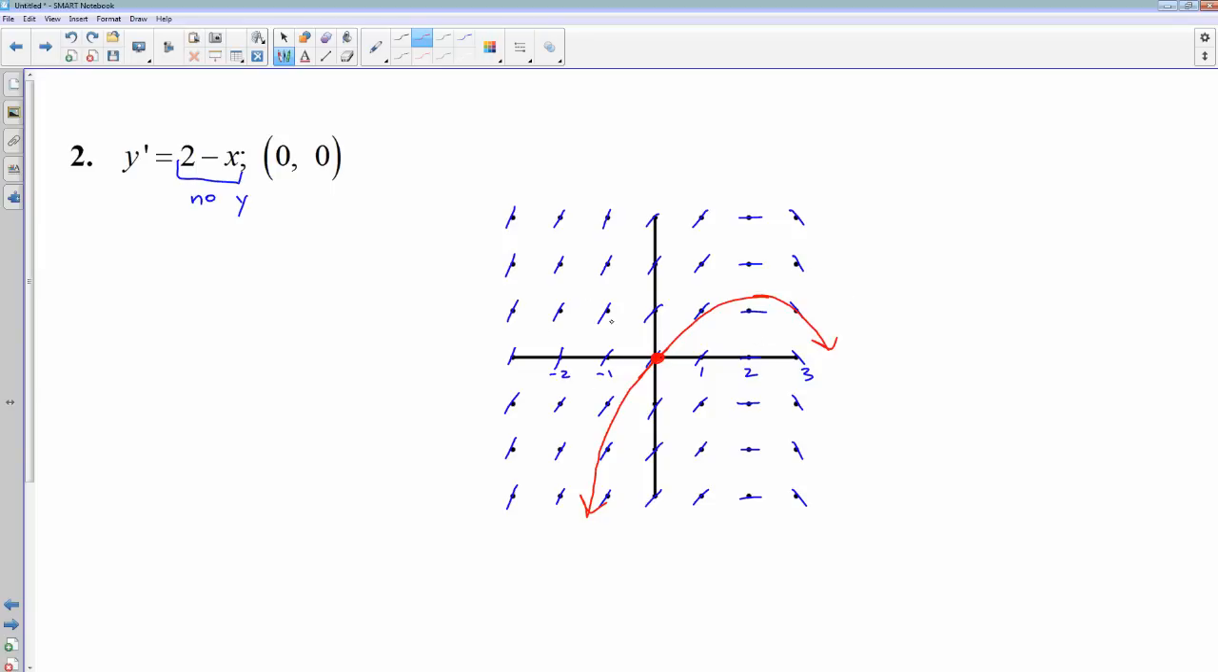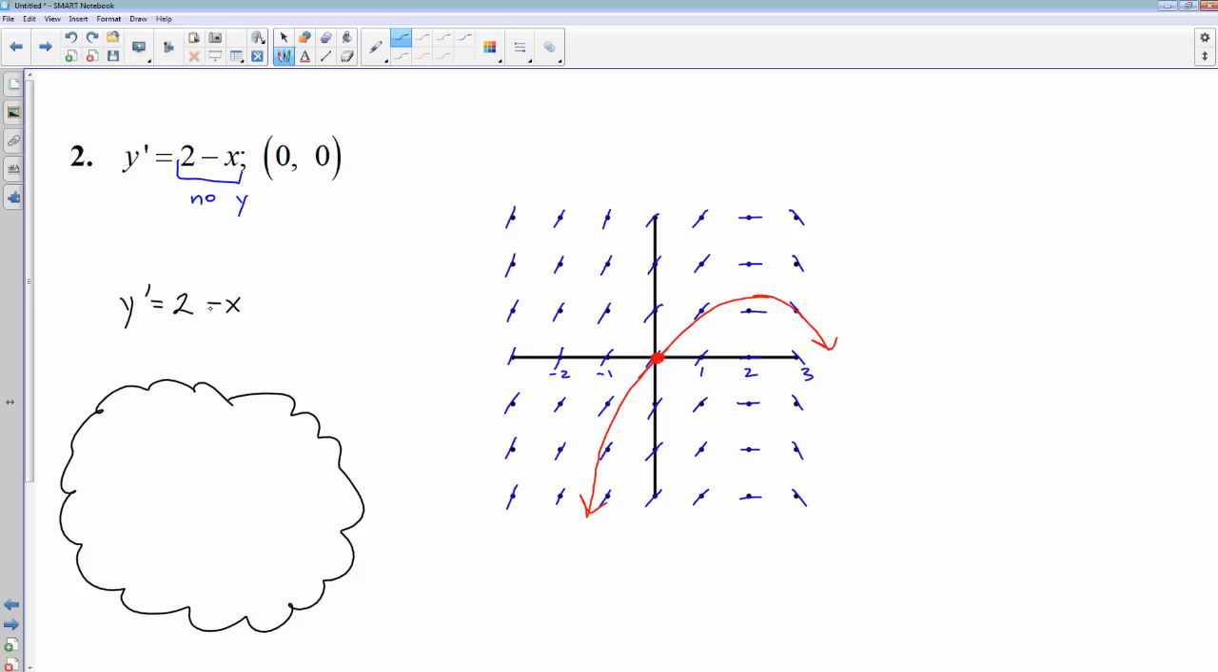The reason I did this one is because some of y'all are insanely smart. It's almost scary. If y prime is 2 minus x, we can actually go back in time to our antiderivative days. If that's the derivative, the antiderivative of 2 is 2x, and the antiderivative of negative x is negative x squared over 2, plus some constant, right? If you look at my solution, that is a parabola that opens down, and that's exactly what I graphed when I sketched the solution.